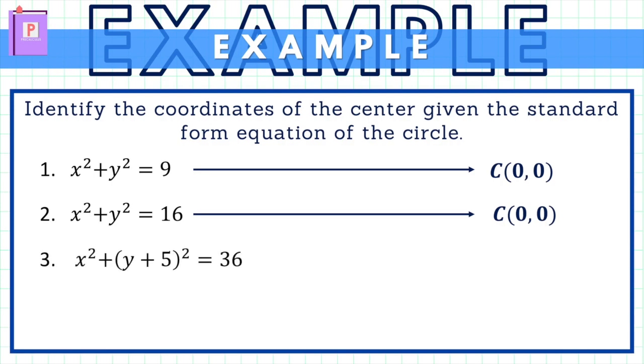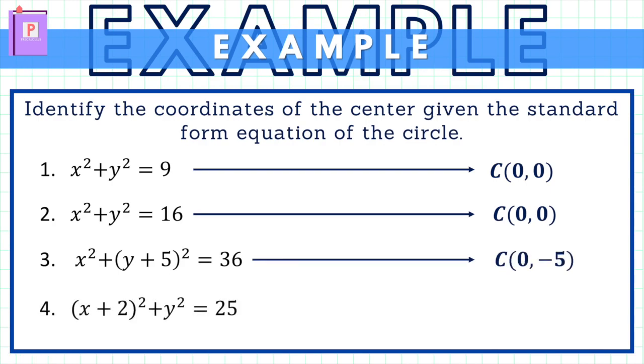For our next equation, we have x squared plus the quantity of y plus 5 squared is equal to 36. So our x coordinate, as you can see, is 0, while the opposite of positive 5 is negative 5, then our center is 0, negative 5.